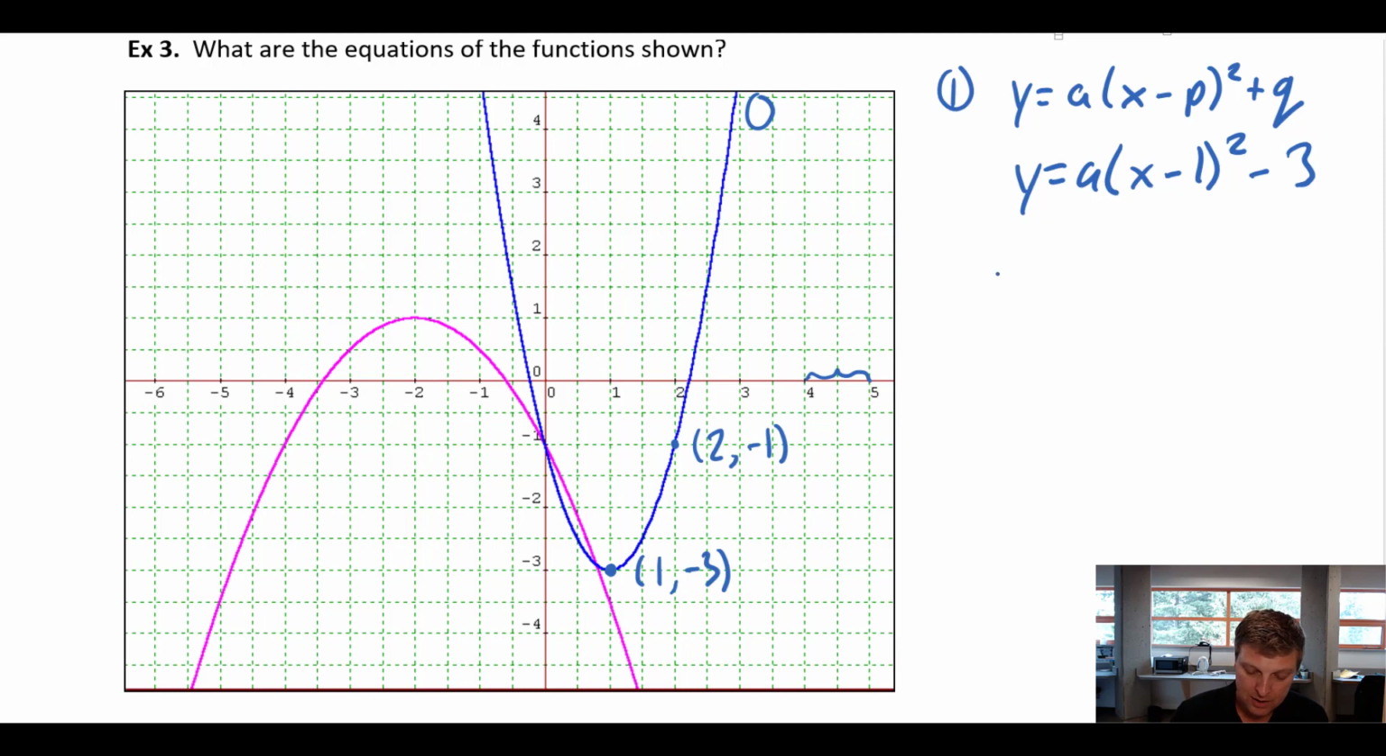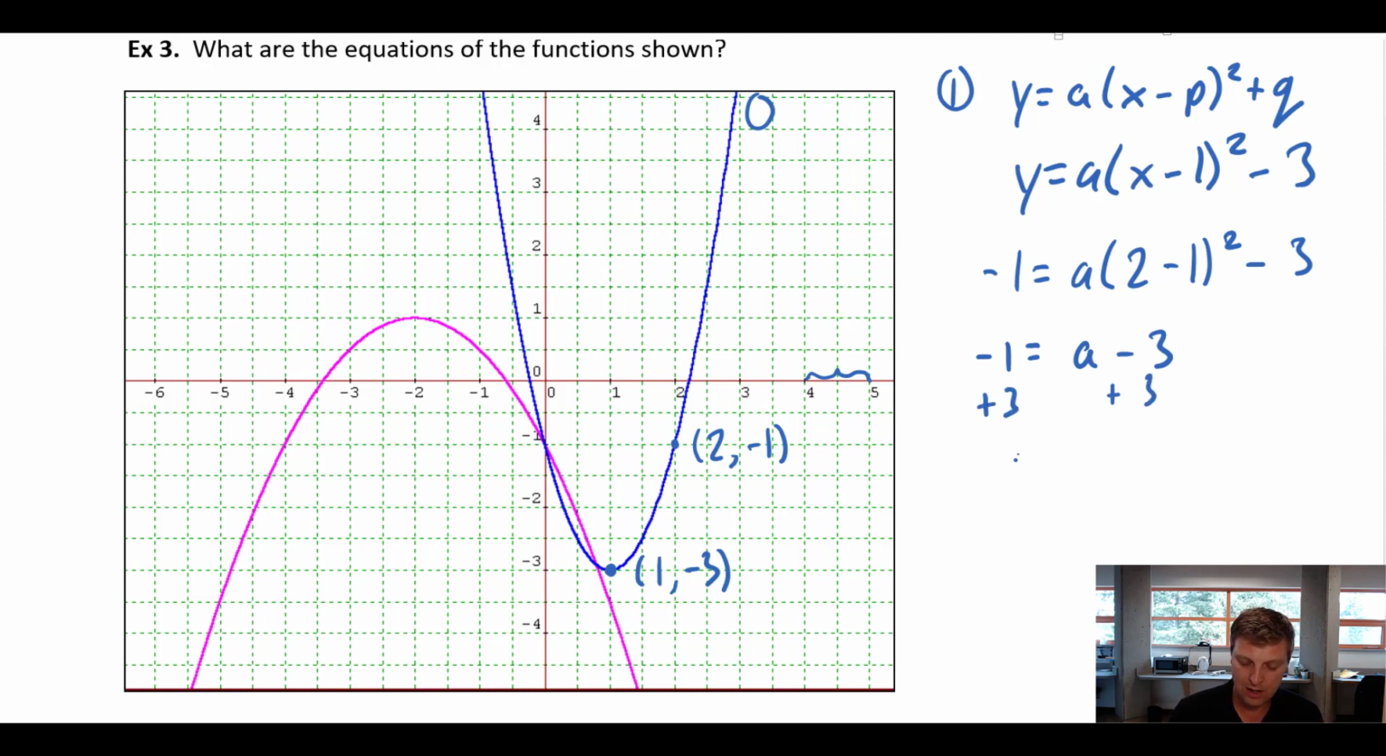So for example, I could put in a -1 for y, so -1 equals a, put in a 2 for x, (2 - 1)^2 - 3, and then just work everything out. So -1 equals 2 minus 1 is 1, squared is just going to be 1, which is a, minus 3, and then add 3 to both sides, and I end up with a is equal to 2. And so my final function is just going to be y equal to 2(x - 1)^2 - 3.